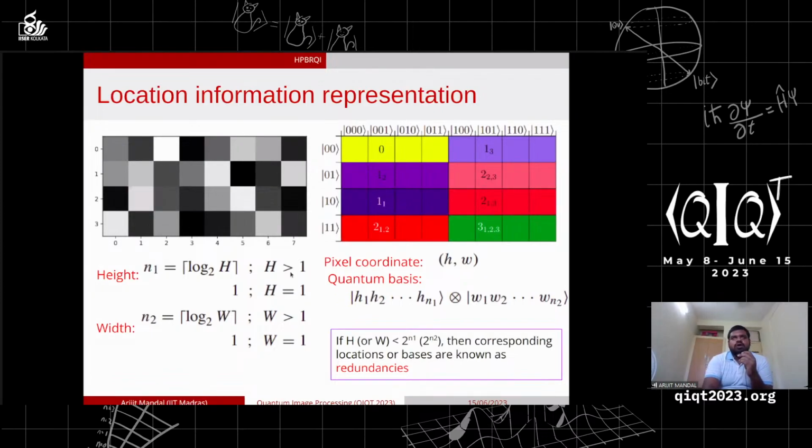Now, I told you that there is a unique relation between the pixel coordinates and the quantum basis. How can this relation be established? Let's say this is one of the pixel coordinates, h cross w. These are decimal numbers. You can represent the first in an n1-digit binary string, and the second in an n2-digit binary string. Then the total binary string gives you an equivalent quantum state. In this way, you can uniquely map your location information to the basis vector.